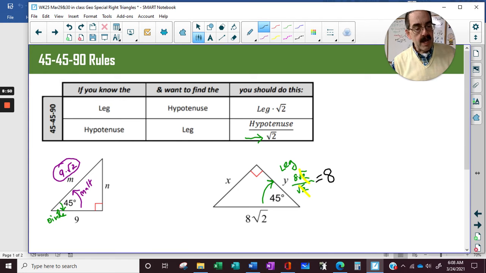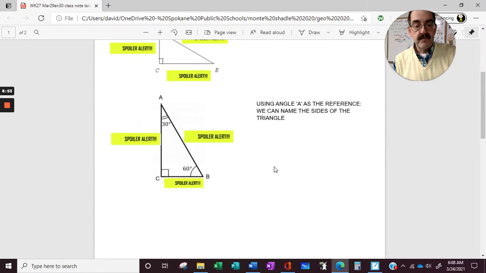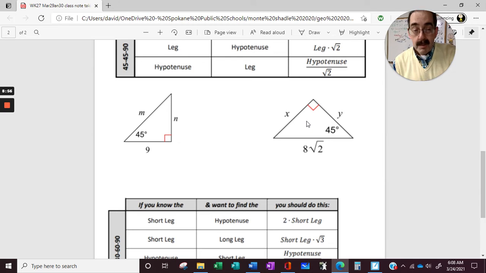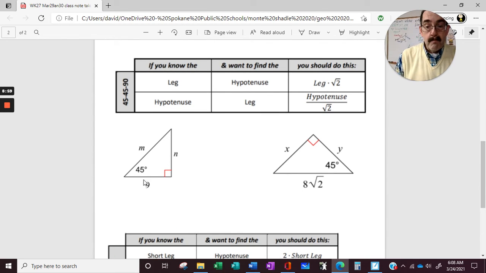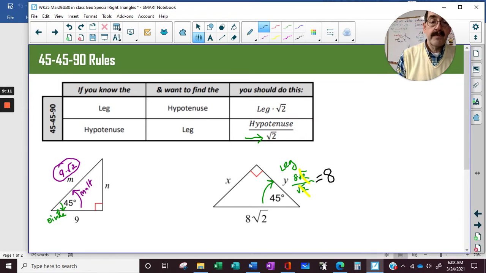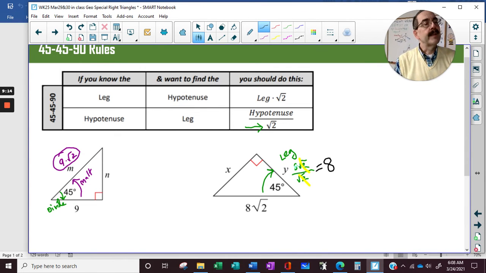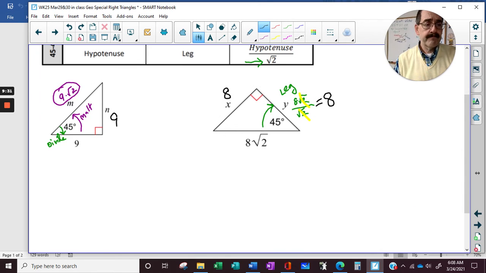Okay? So now, on your note sheet, make sure you filled that out. The most important part is the notes. Multiply toward the hypotenuse, divide toward a leg. Okay, this was a square, so 9 and 9. This was a square, 8 and 8. So, pause the video if you need to. Make sure you fill that out, because we will be doing these practice problems.